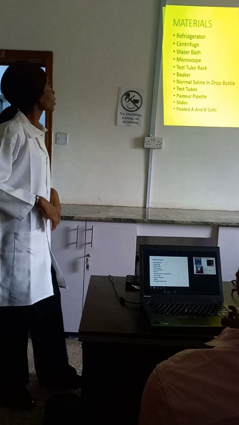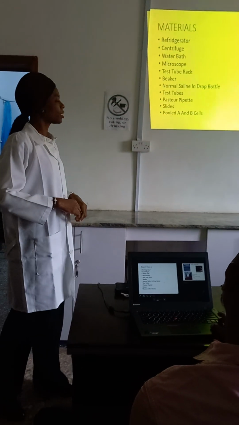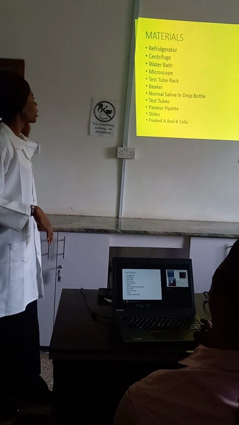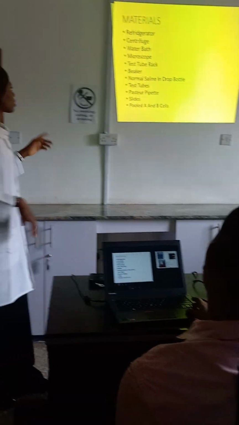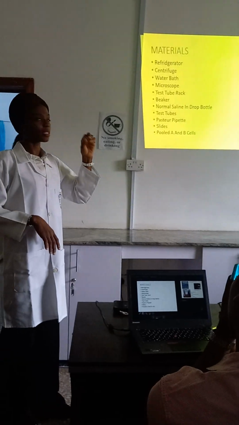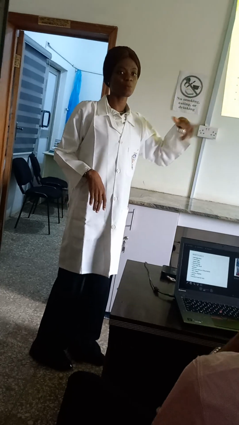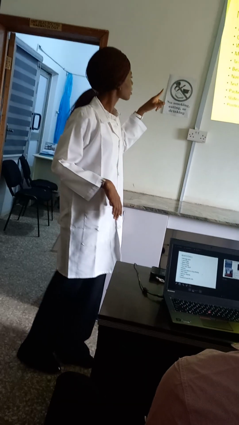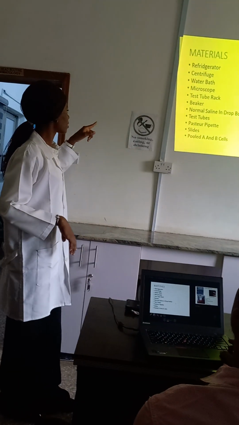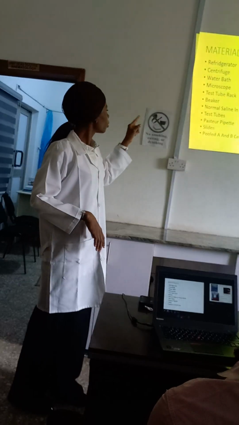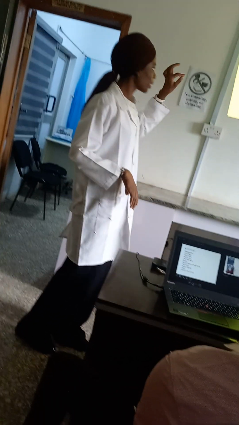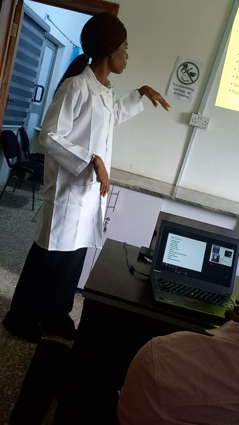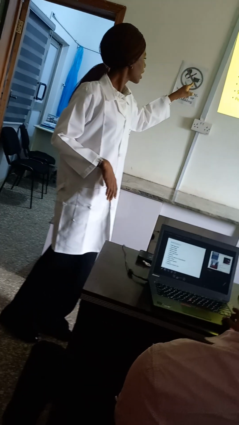Next slide. Now, the materials we will be needing for the test. We're needing a refrigerator, the refrigerator that stores the A and B cells that will be cooled to get our standard cells. The centrifuge for spinning. We'll be needing water baths, microscope, test tube rack, beaker, normal saline, 0.9% normal saline. It will be in the drop bottle. Then test tubes, pasteur pipettes, lights, A and B red cells.